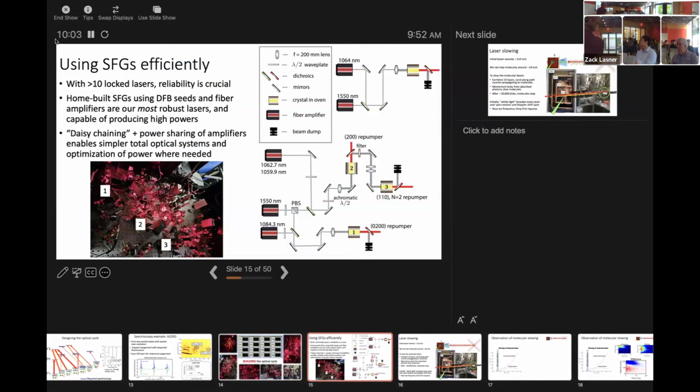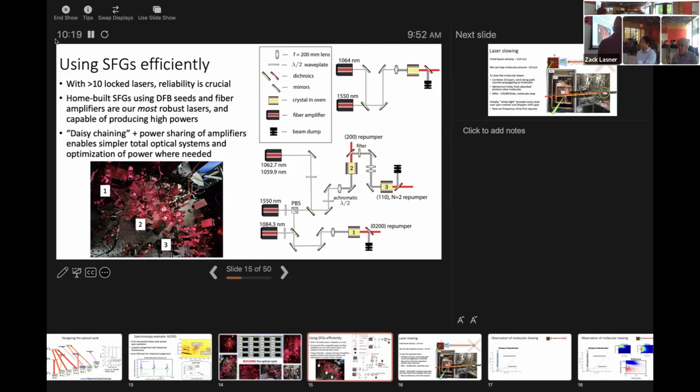And actually the home built SFGs, where we take high power fiber amplifiers, combine them, overlap, send them through an SFG crystal and get some visible light out. Those I'd say are our most robust systems, more than any commercial laser we can buy.